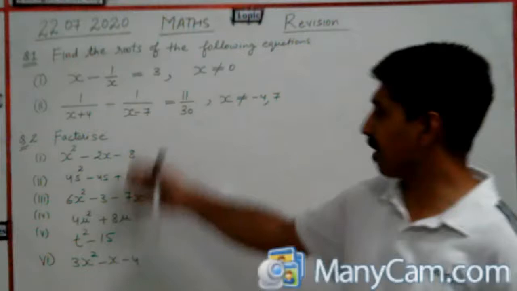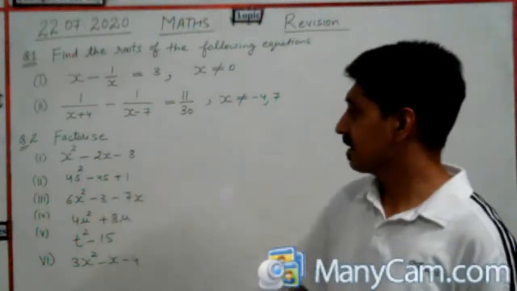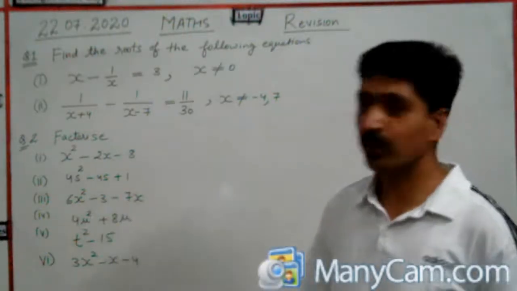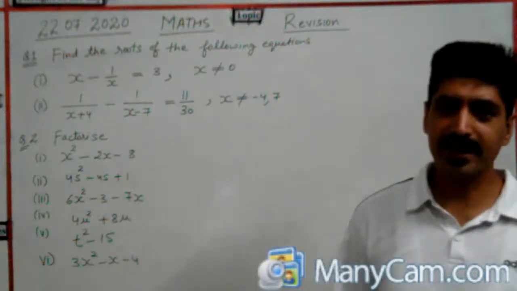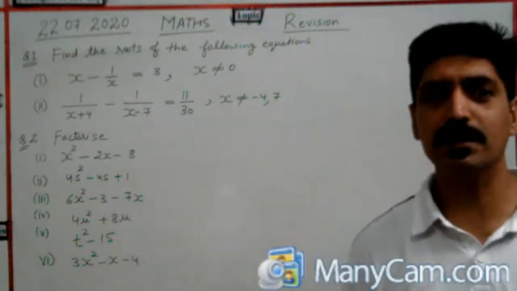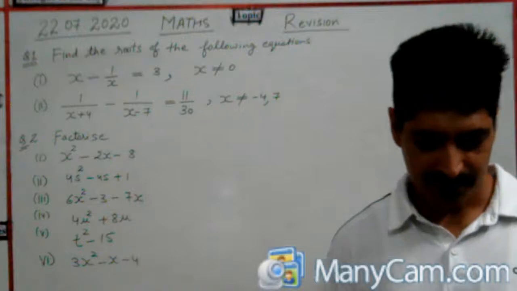We have 5-6 parts. Factorize these polynomials. You can factorize in any way. You can use even splitting the middle term.